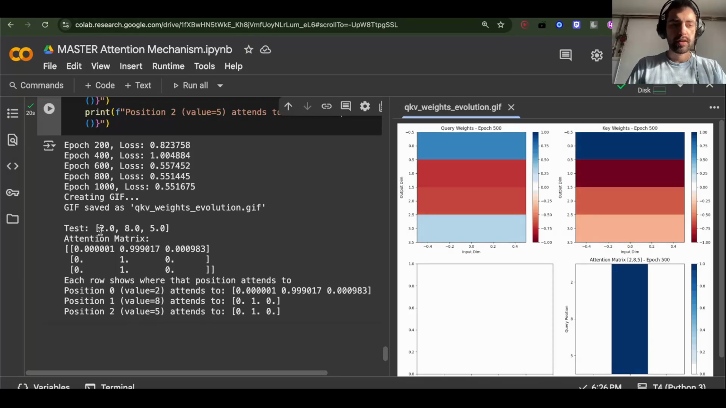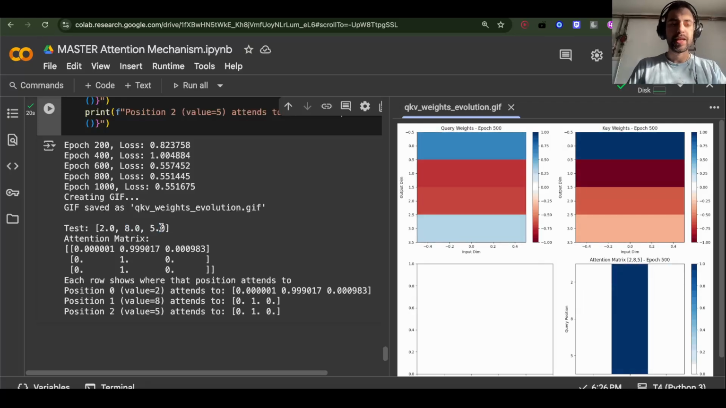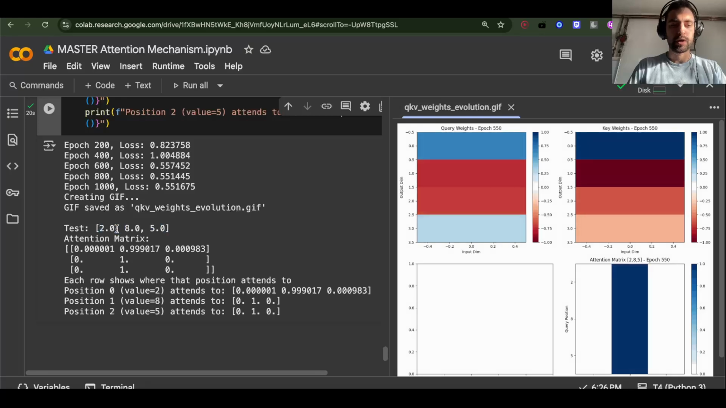You know that this number 2 will pay attention to itself and all of the three numbers. And then this number will pay attention to all of the three numbers, and this number will pay attention to all of the three numbers. And the idea is to make each of the numbers pay attention to the highest number in the sequence. That's what the attention mechanism will do.